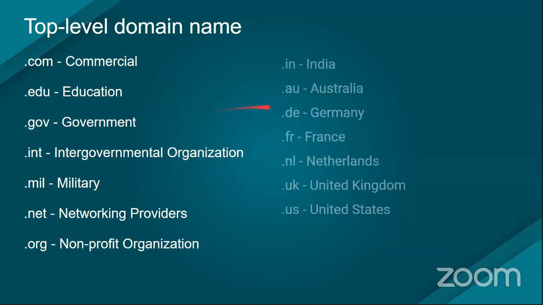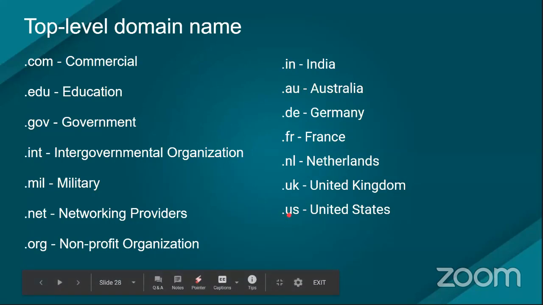Okay, so this is country level domain. For Amazon in India, we use amazon.in. For the same Amazon in the US, we use amazon.us. The same way, companies use it like this only.